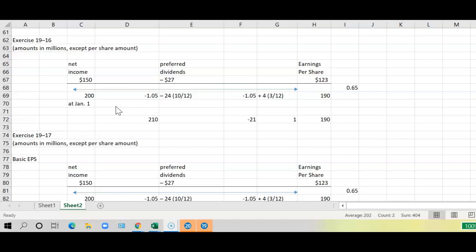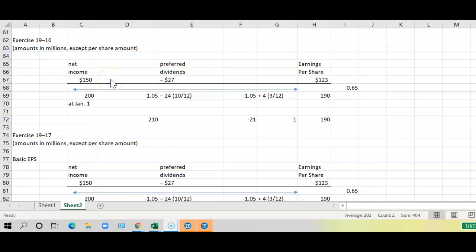Beclaire issued a 5% common dividend on July 1st, 2021. 4 million treasury shares were sold on October 1st. Net income for the year ended December 31st, 2021 was $150 million.